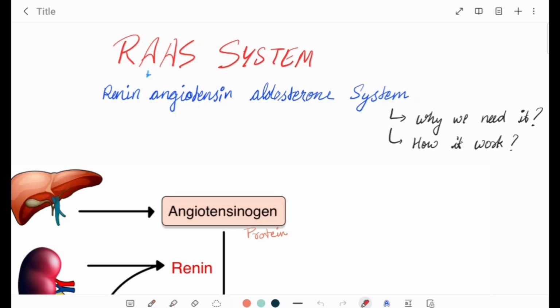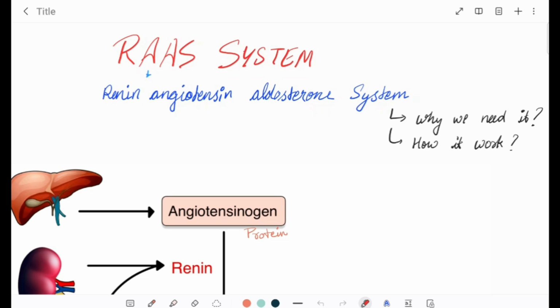So what is the work of this system? This system helps our body to regulate the blood volume, the electrolyte balance, and the systemic vascular resistance in our body.